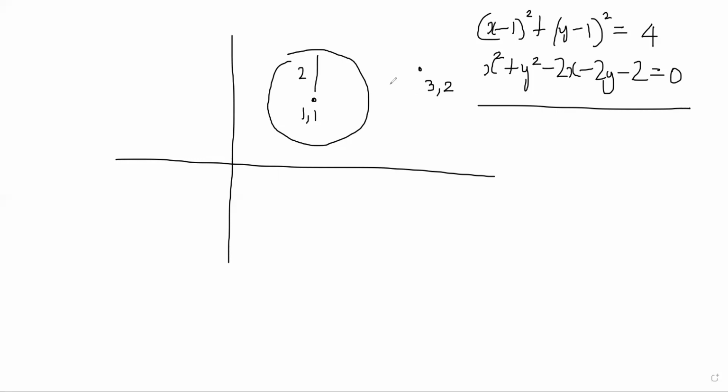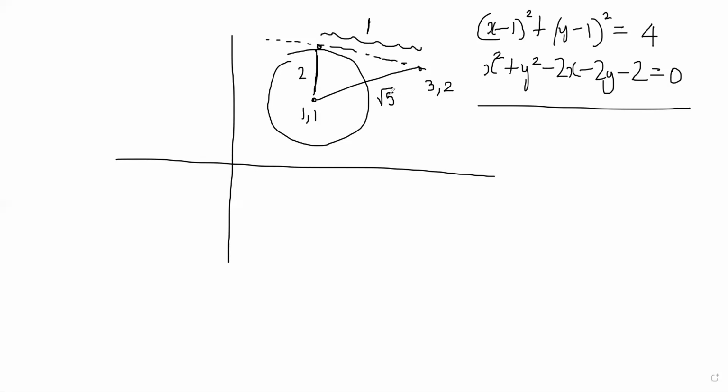Is (3, 2) outside the circle? The distance is root of 4 plus 1, root 5, which is more than 2. Correct, so it is outside the circle, and then a tangent is possible. So you can find the length of tangent by the normal method. This distance is basically root 5, and the radius is 2, so the tangent length should be basically 1.